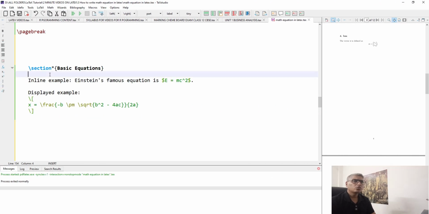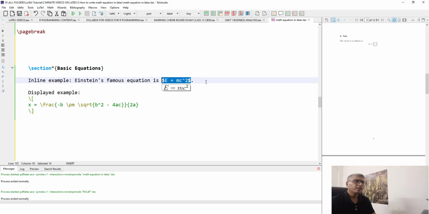Now let's understand how to write a basic mathematical equation in LaTeX. This is an inline example. Einstein's famous equation is dollar. This is the mathematical environment while using the inline mathematical equation, as we have discussed here. So this is dollar, you can write it this way. You have to write double dollar, and between these dollars you can write any equation.